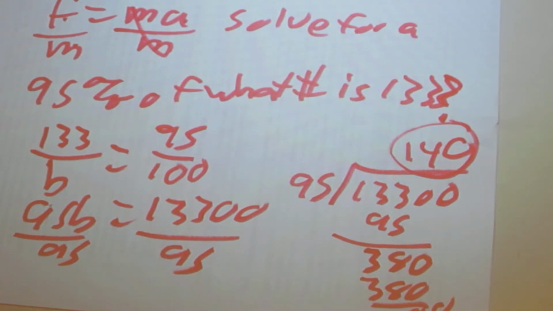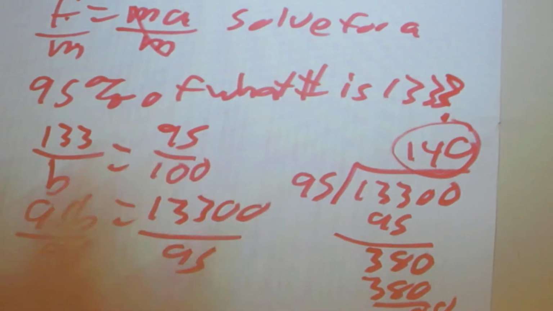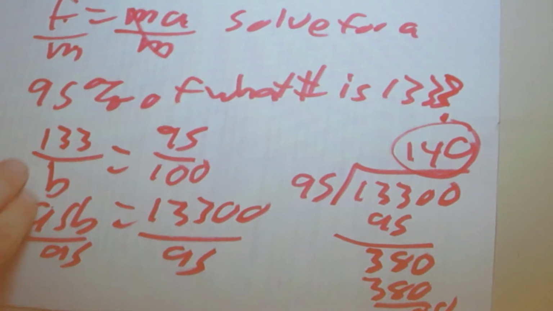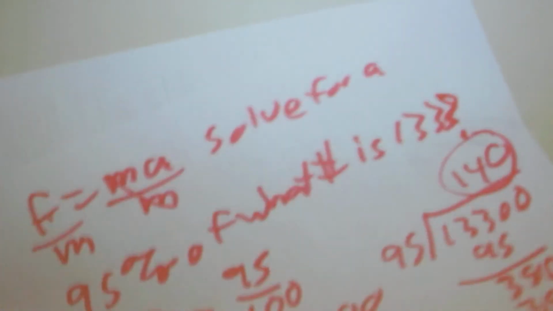You can set this up in any way that you want, that you think is easier. I set it up with the a over b equals p over 100. You can just do it as a straight multiplication if that's the way you prefer.